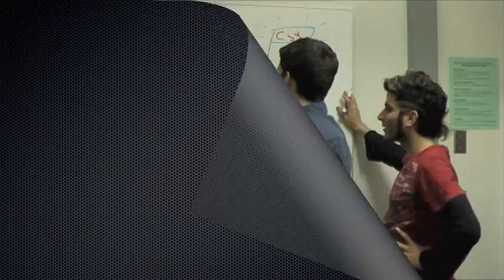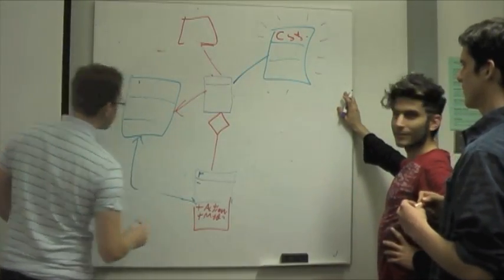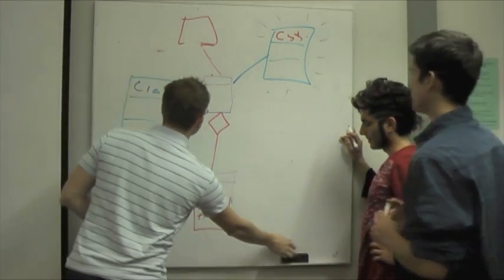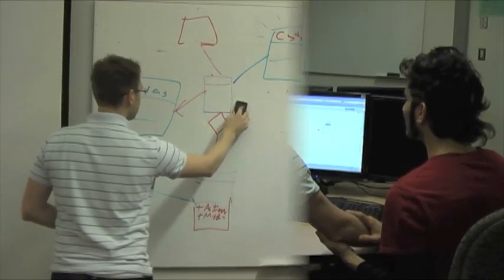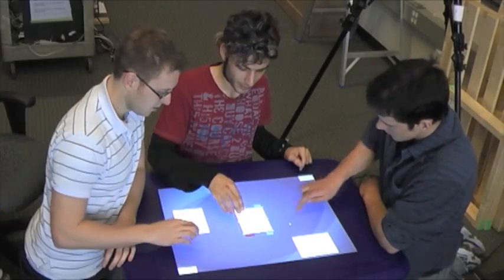Evaluation. Our evaluation process consisted of taking 5 groups of 3 people and having them work through UML diagramming tasks on 3 different interfaces: a whiteboard, a computer running Creately, a software diagramming tool, and our smart table prototype.